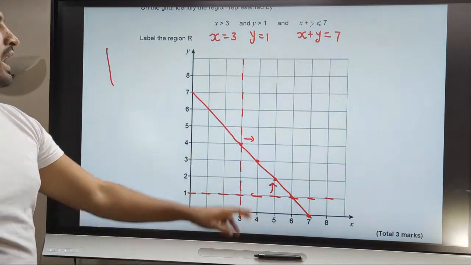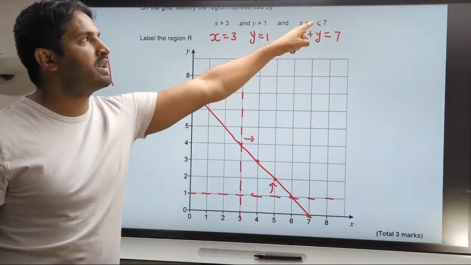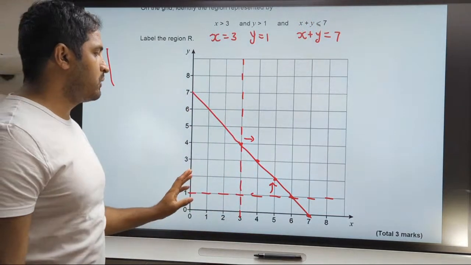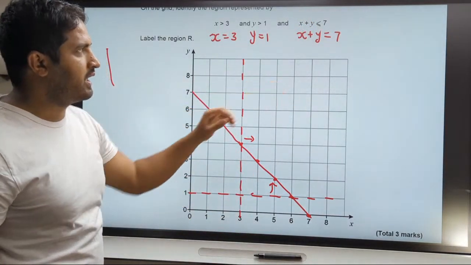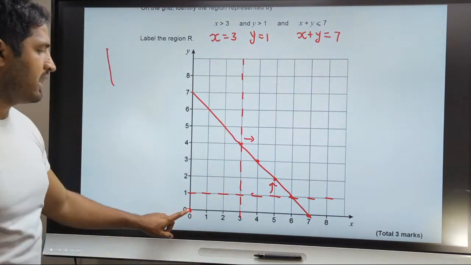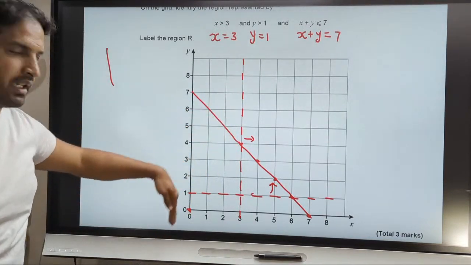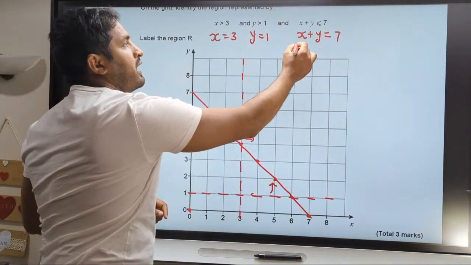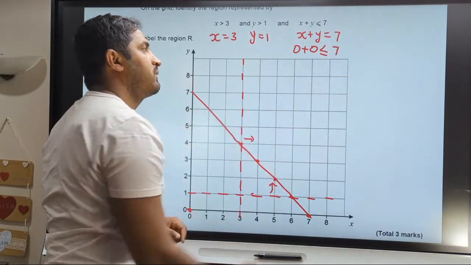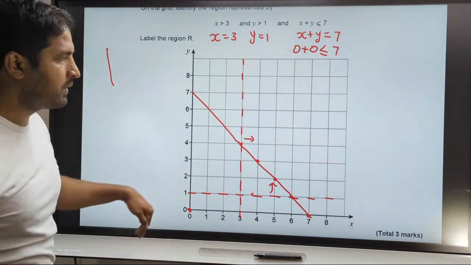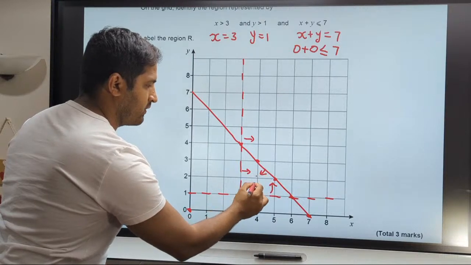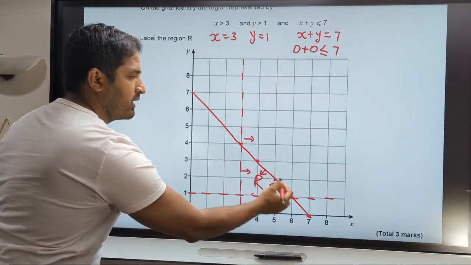Now we need to decide which side. Because this one's less than or equal to, we did the solid line. Do we want this side or that side? If I put in a random point on the graph, like 0, 0, it's on this side of the line. Substituting in, x equal to 0, so 0 plus 0 is definitely less than or equal to 7. So that side is what we want. So this is the region R that we want, this triangle here.